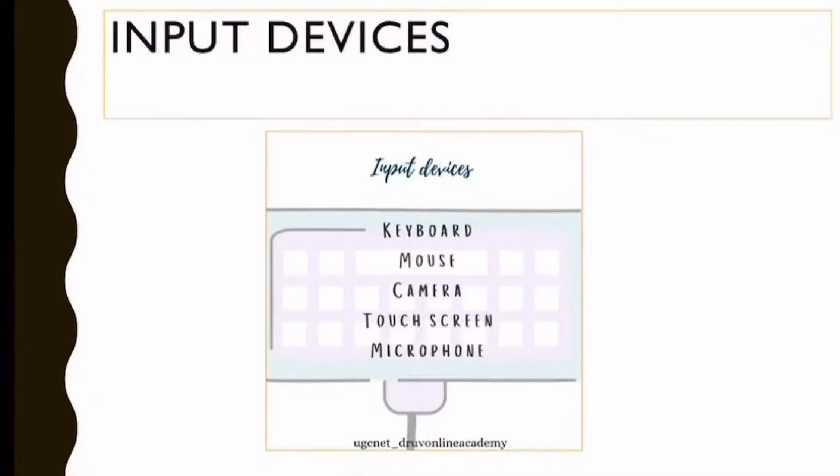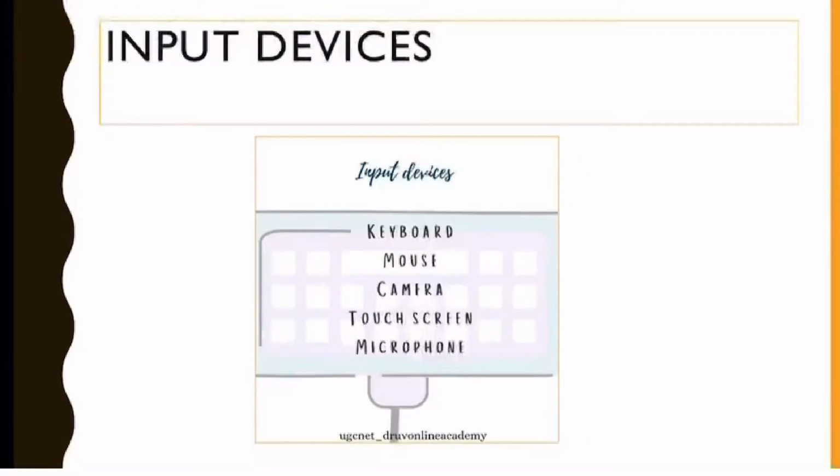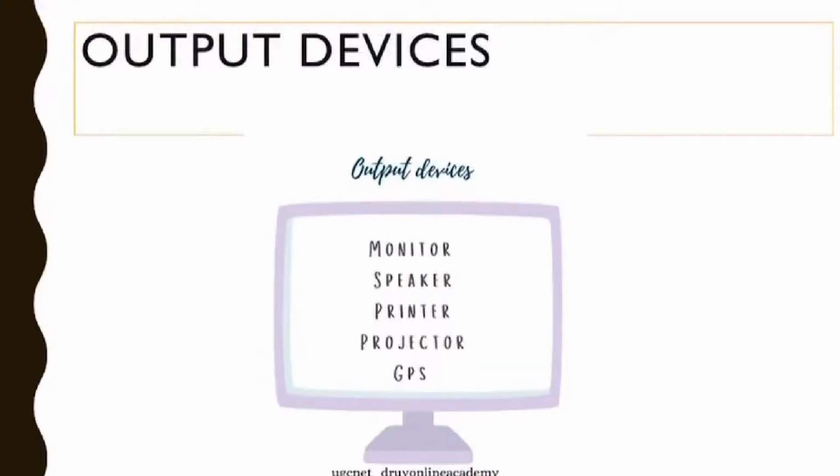What is input? Input is the data that we feed into the computer. And then the system processes the input and shows the result in a form which we can easily understand. That is output. Some examples of input devices are keyboard, mouse, digital camera, touch sensitive screen, and microphone. Monitor, speaker, printer, projector and GPS are some examples of output devices.